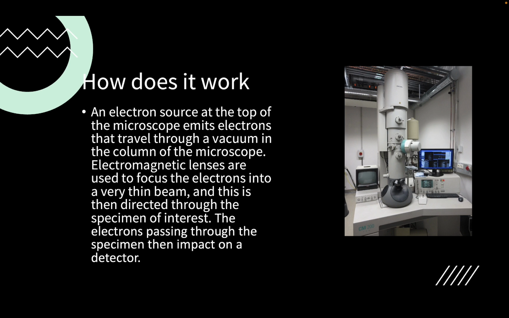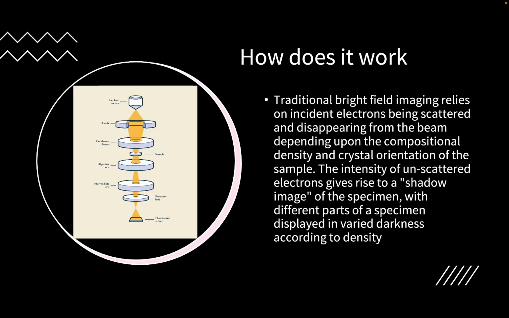So, how does it work? An electron source at the top of the microscope emits electrons that travel through a vacuum in the column of the microscope. Electromagnetic lenses are used to focus the electrons into a very thin beam, and this is then directed through the specimen of interest. The electrons passing through the specimen then impact on a detector.